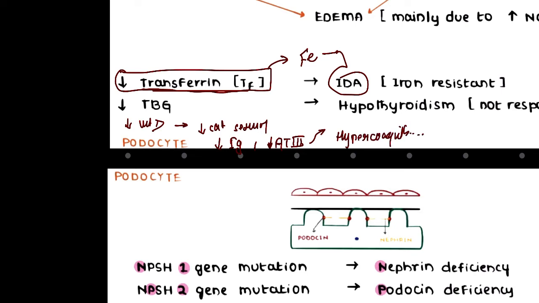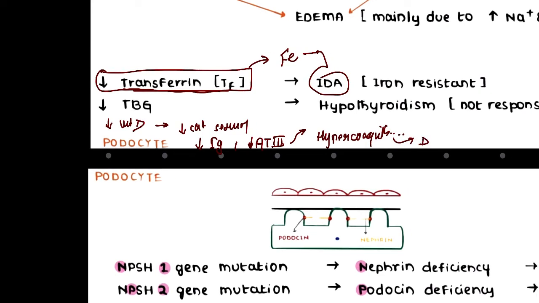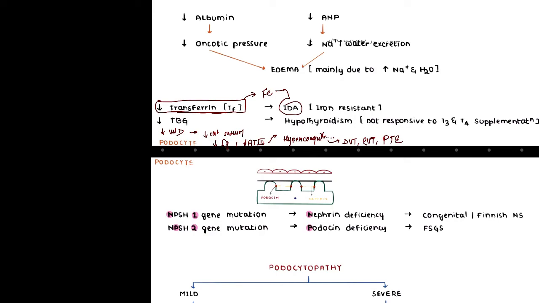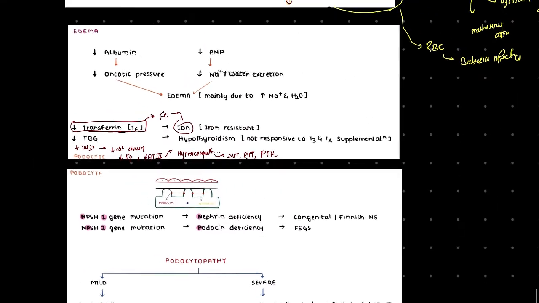right? Hypercoagulability. And this hypercoagulable condition may give rise to what? Deep vein thrombosis. Similarly, renal vein thrombosis, right? Similarly, pulmonary thromboembolism. So this was about the different proteins that are lost in the case of this nephrotic syndrome.